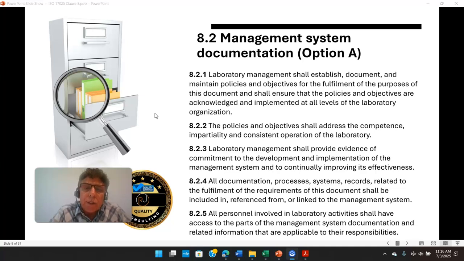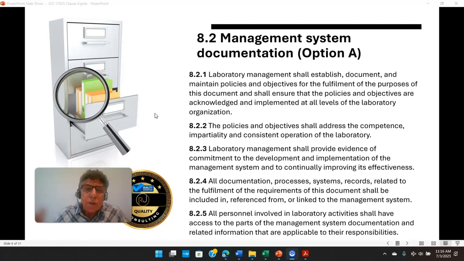8.2.2, the policies and objectives shall address the competence, impartiality, and consistent operation of the laboratory. So, documentation-wise, what does that mean? That means laboratories shall have a quality policy and have quality objectives that address impartiality and consistent operation of the laboratory, just like it says.